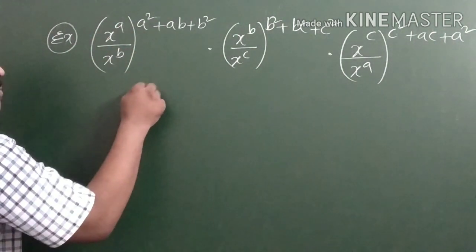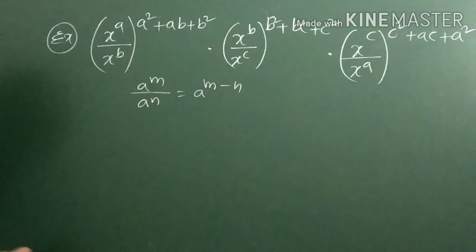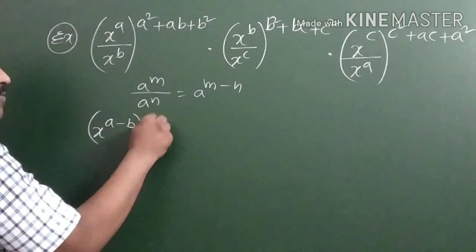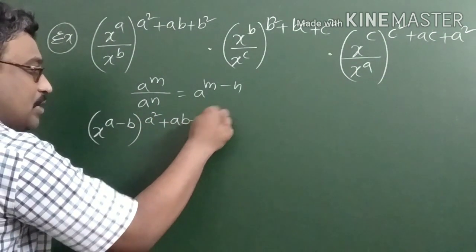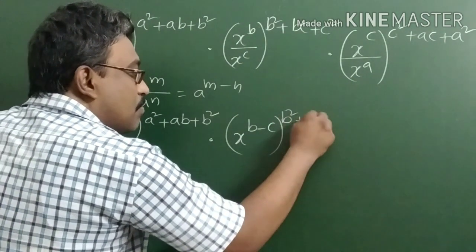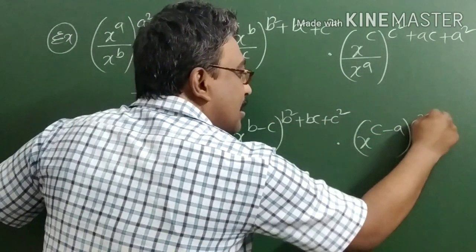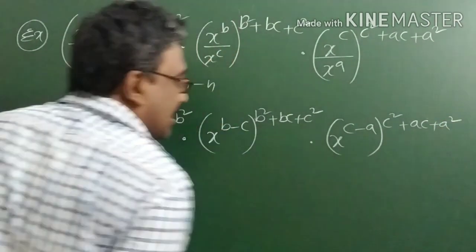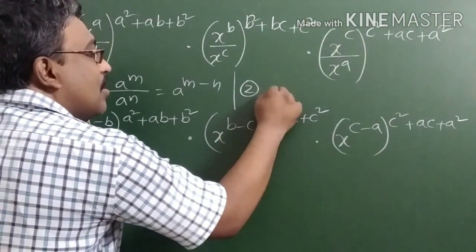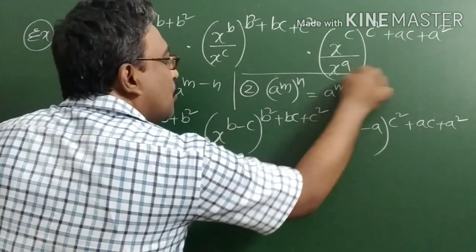Now this is in the form of a^m / a^n, formula a to the power of m - n. If I apply, x^(a-b) whole to the power of a² + ab + b². Next, x^(b-c), b² + bc + c². x^(c-a), c² + ac + a². Now, this is the first formula I used. Now my second formula: (a^m)^n is a to the power of m into n.